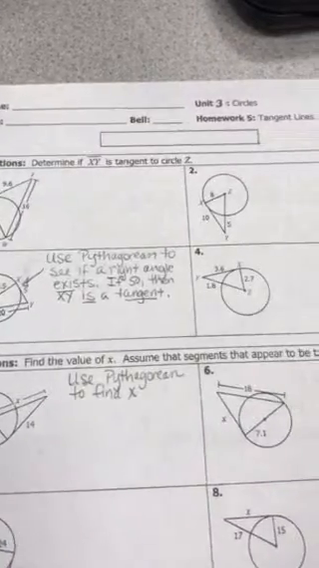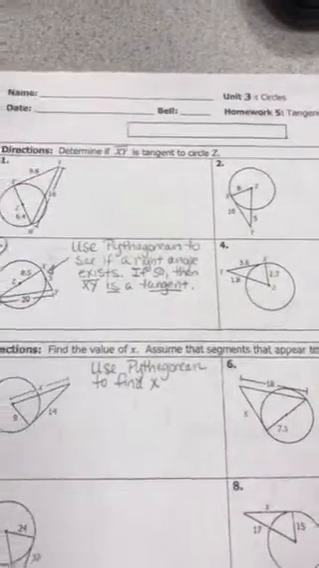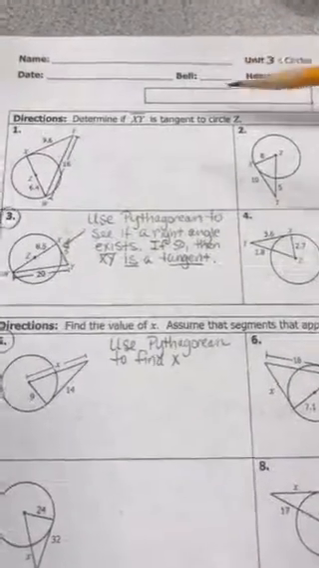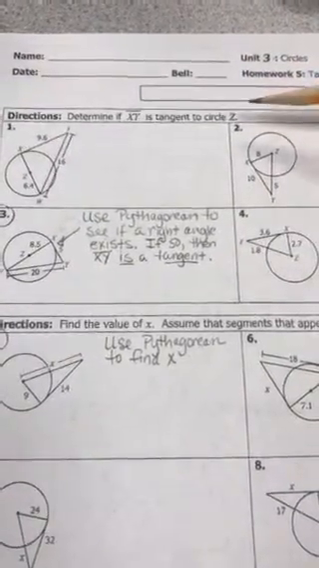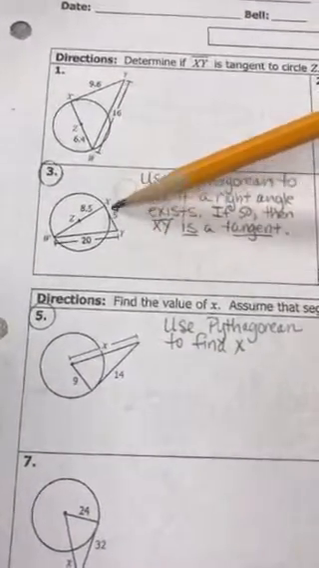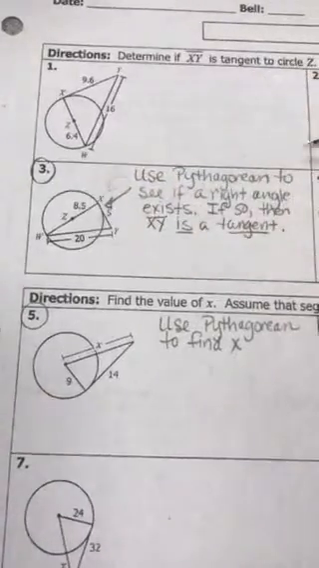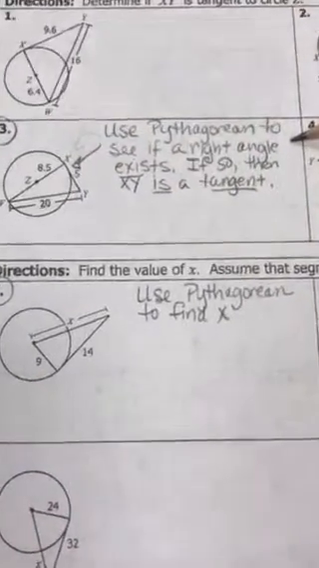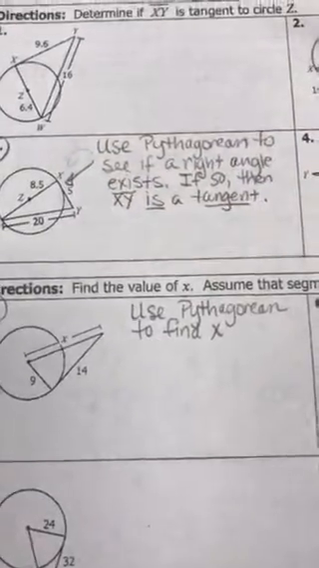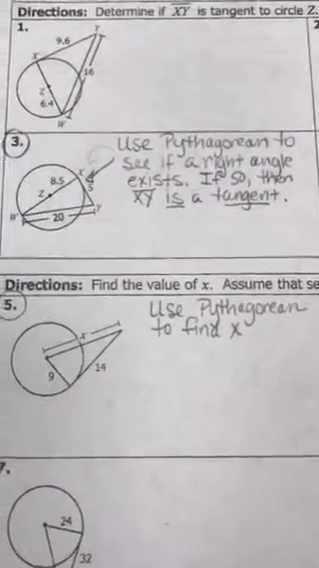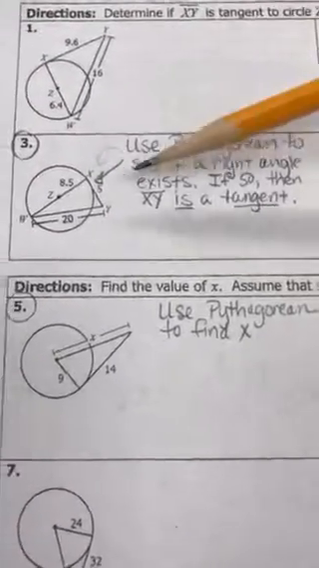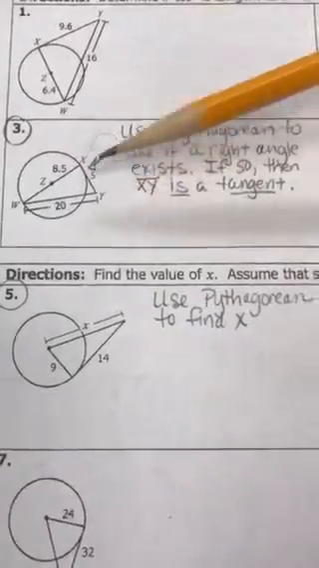We're with homework number 5 on tangent lines, and I'm going to do number 3 to start. The directions say determine if XY is a tangent to circle Z. So we want to find out if this is indeed a tangent, and the way we do that is to use Pythagorean to see if it's a right angle right there at X, and if it is, then XY is a tangent. If the Pythagorean doesn't work, then this is not going to be a tangent.